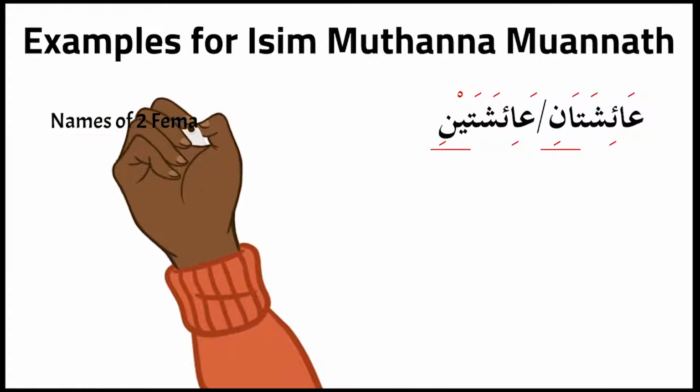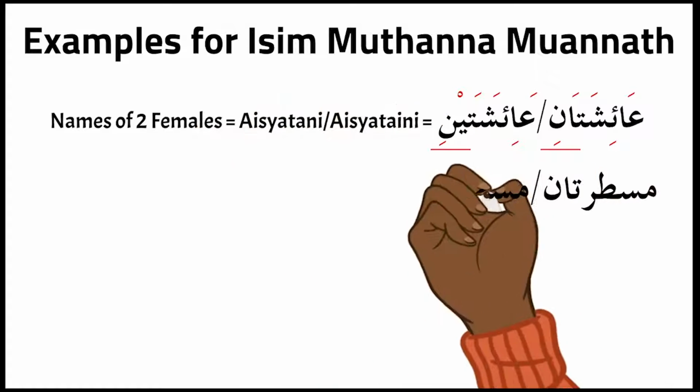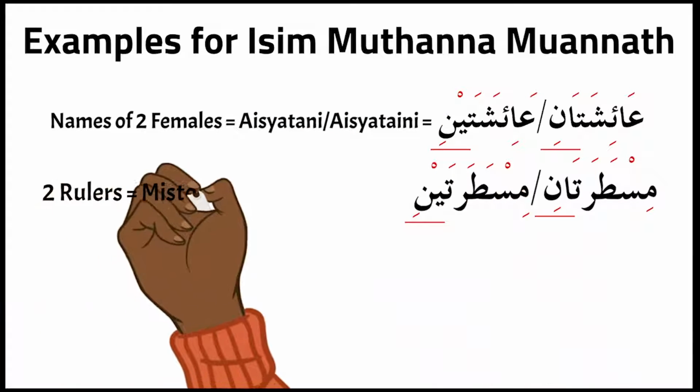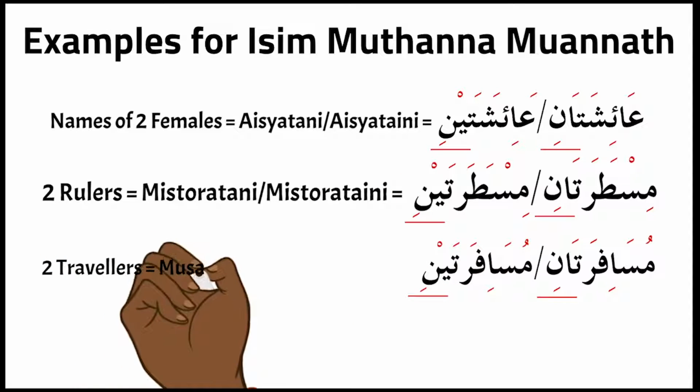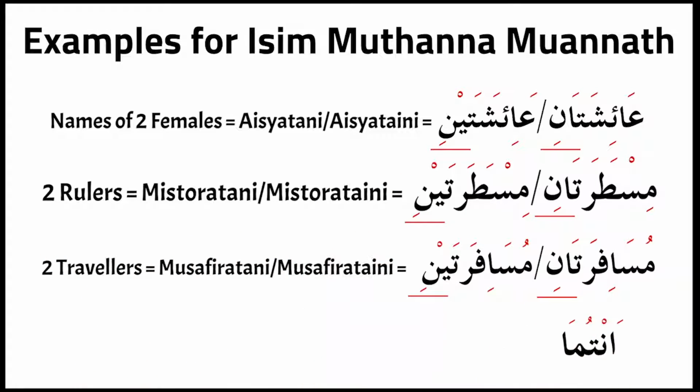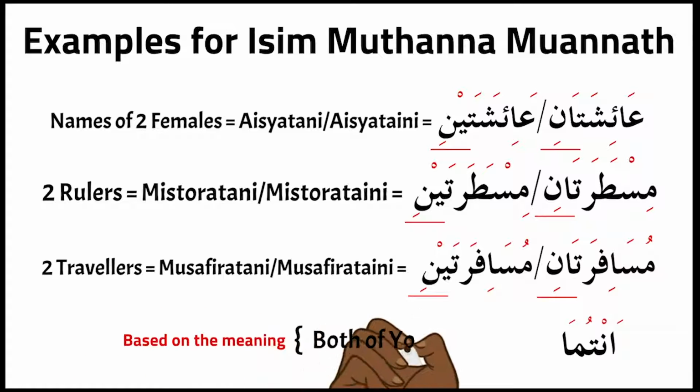Examples for اسم مثنى مؤنث: names of two females, عائشتان, عائشتين. Two rulers, مسطرتان, مسطرتين. Two travelers, مسافرتان, مسافرتين. Based on the meaning, both of you, أنتما.